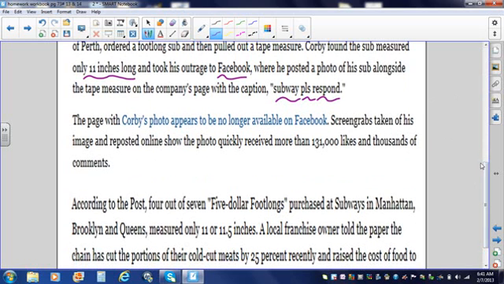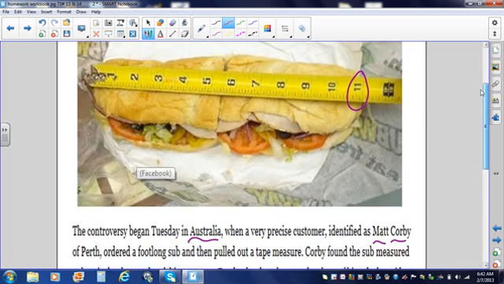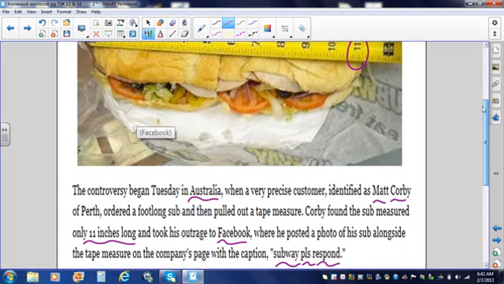It went viral, man, like Psy, PSY, I don't know, Gangnam Style. And he got more than 131,000 likes, and he got thousands of comments on Facebook. So, the next time you go to Subway, bring your tape measure, make sure they're not ripping you off.